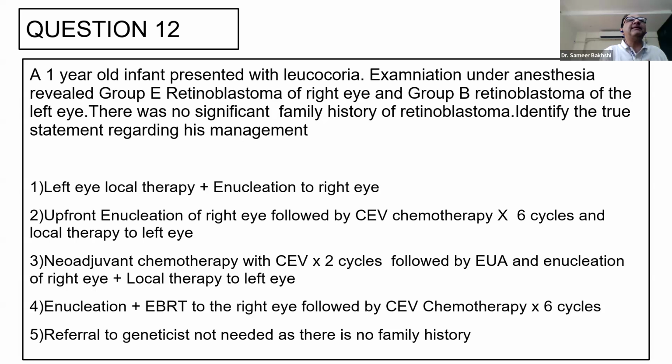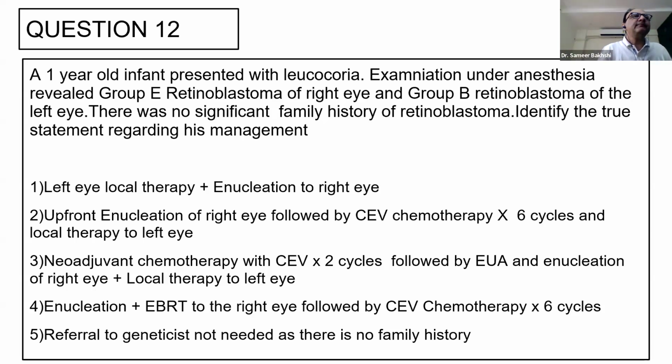Enucleation plus EBRT to the right eye followed by CEV therapy for 6 cycles. Sir, left eye is not addressed in this, sir. Okay. What about the EBRT? Sir, so EBRT should be given. I don't know if it is to be given before chemo or after chemo, sir. No. You do not give radiotherapy. Your indications for radiotherapy are only stage 3, or if you enucleate and the cut end of optic nerve is positive, or there is extrascleral involvement. As a routine, radiotherapy is not given.